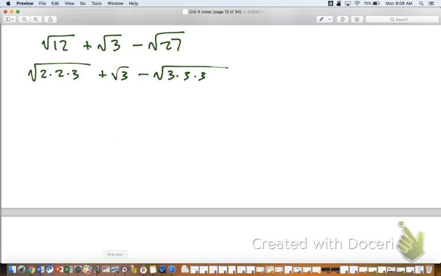So did you notice, I'm sure you did, that in the first one there's 2 2's. And in the third one there's 2 3's. So 2 2's inside the radical simplify to be a single 2 outside, right?